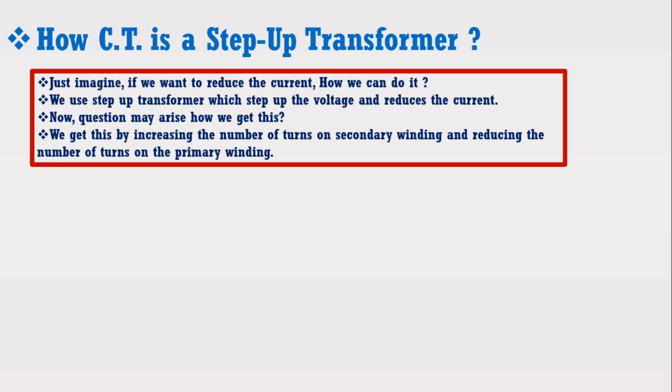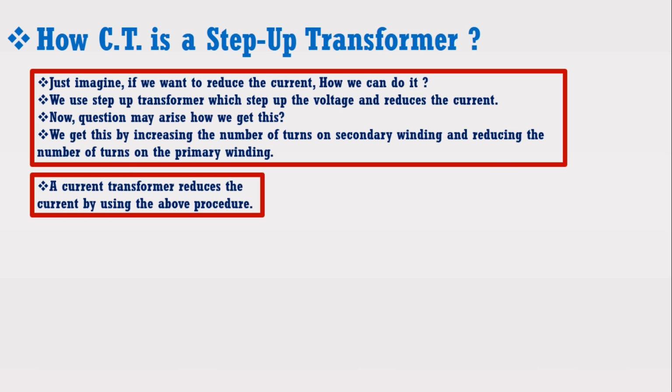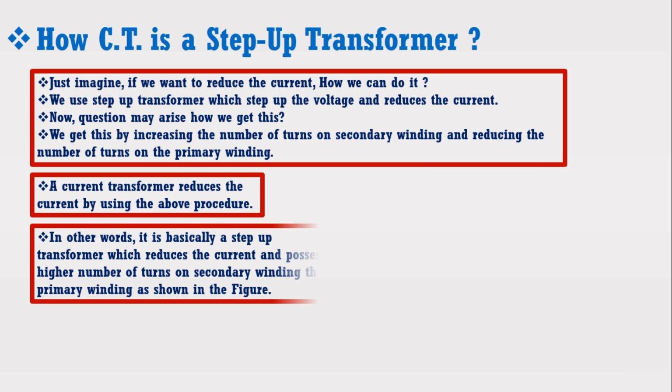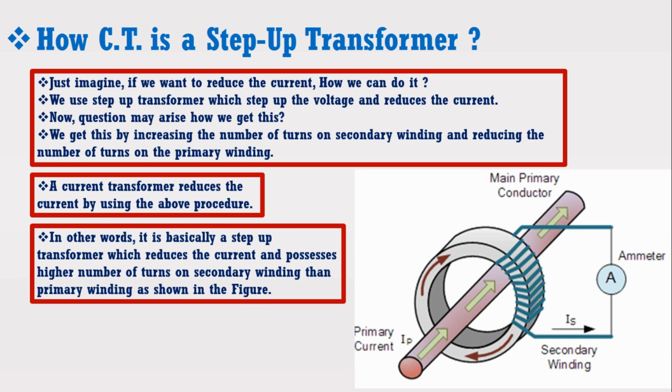Now question may arise, how we get this? We get this by increasing the number of turns on the secondary winding and reducing the number of turns on the primary winding. A current transformer reduces the current by using the above procedure. In other words, we can say that a current transformer is basically a step-up transformer which reduces the current and possesses higher number of turns on secondary winding than primary winding as shown in the figure.